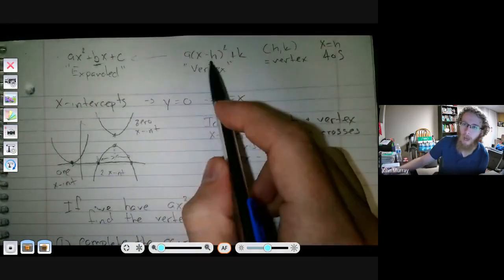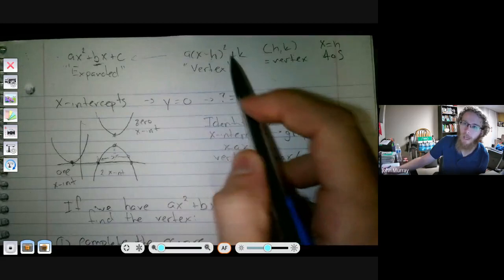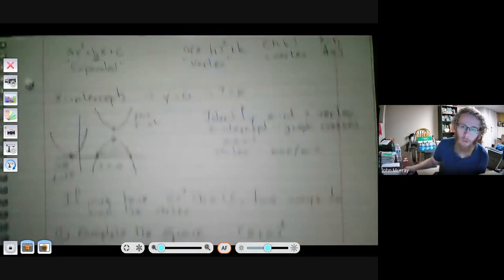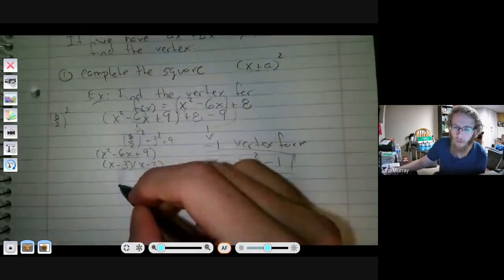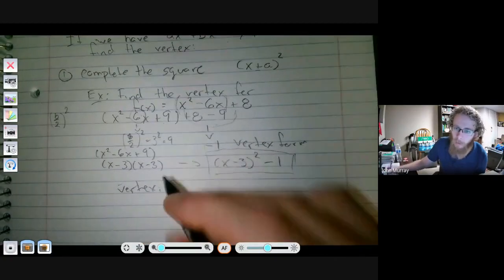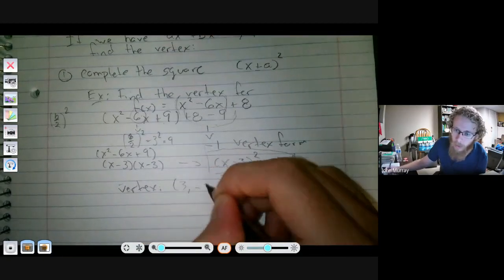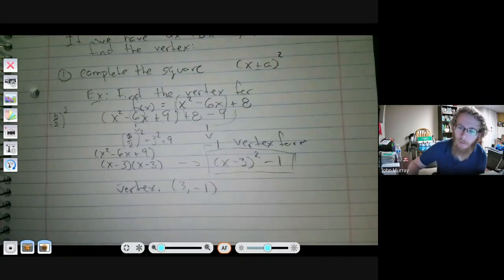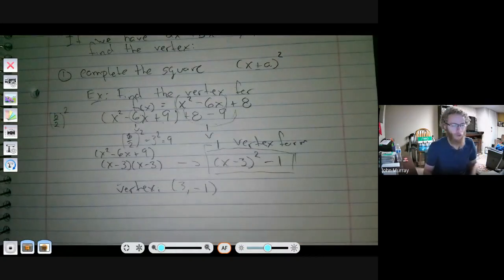From this, we go back to our vertex form, right? I'm doing the opposite sign of h, and then k, whatever that value is, that's what we pull out. So here, my vertex is going to be at the point 3, negative 1. All right, and we can always double check to see if we're correct by graphing it.